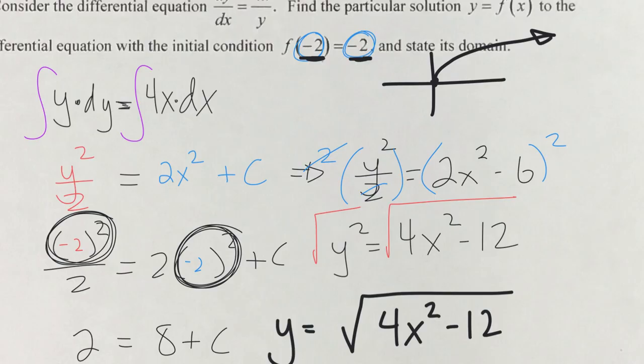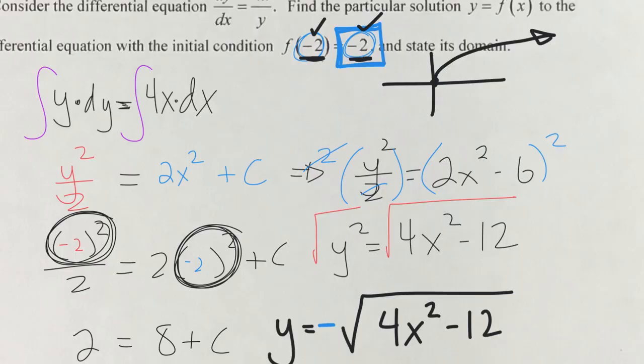Plus or minus. Whenever we take a square root, we get the positive one and the negative one. So if we have an initial condition that's negative, guess which of these two options we have to pick? The negative one. The sign of our function needs to match up with our initial condition, which is -2. When x is -2, y is also -2.